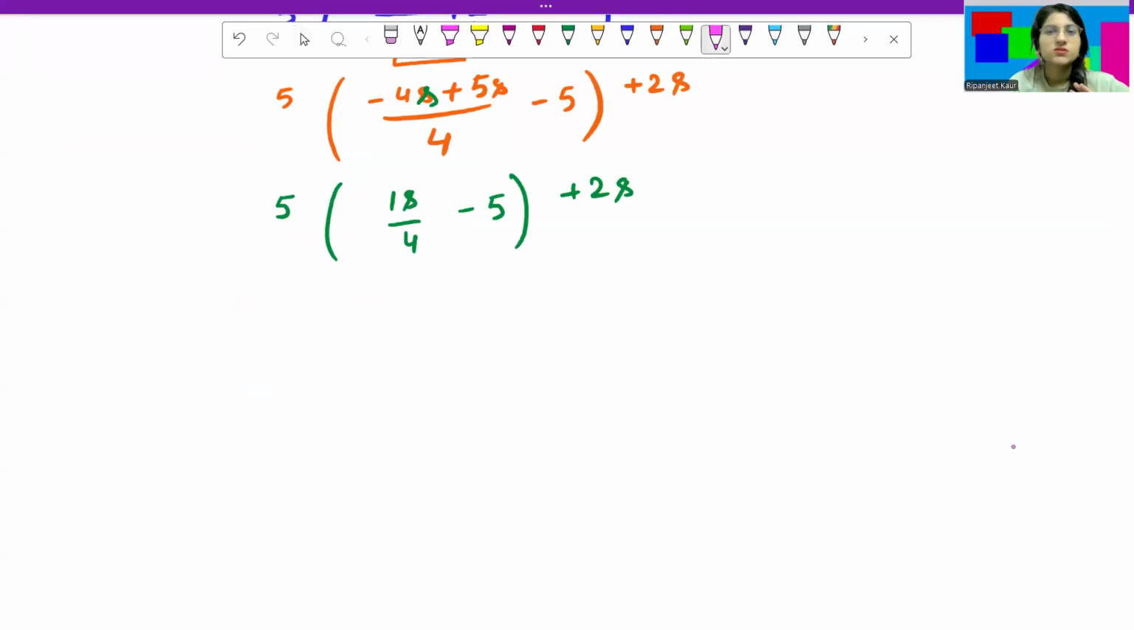Now you tell me what is the next thing we'll be doing? So it's like this, when we plug it in, we distribute it. What do we get, 1s over 4? Yeah, 1s over 4 is the inside thing. We distribute the 5. What do we get?